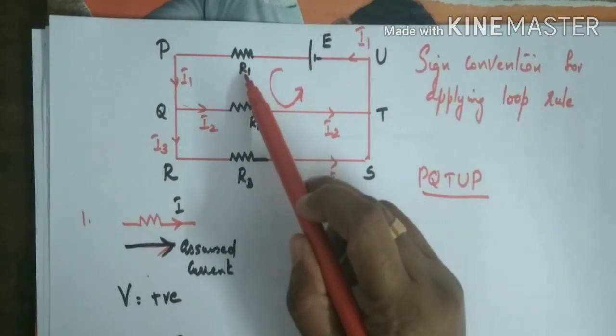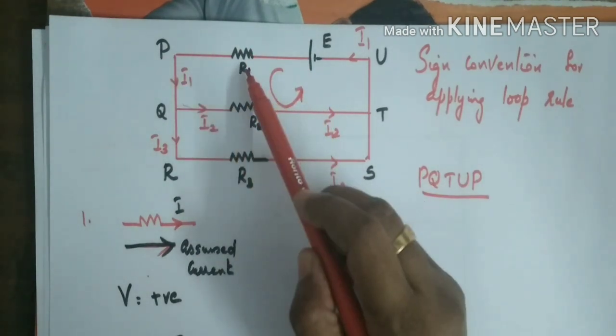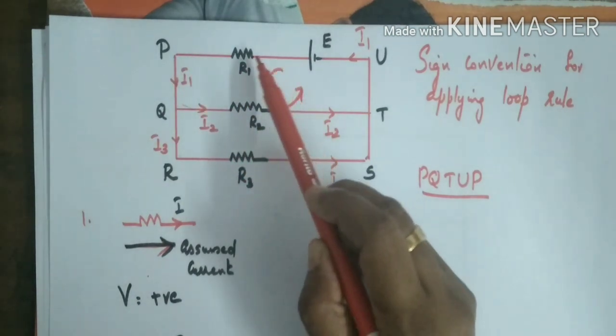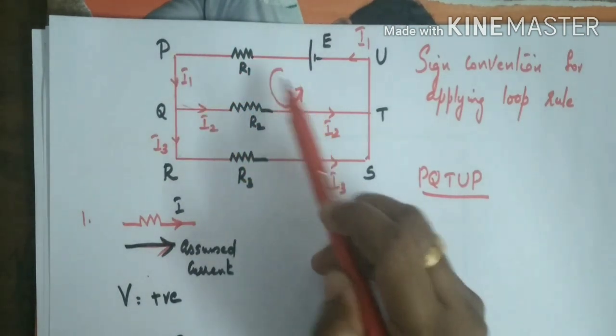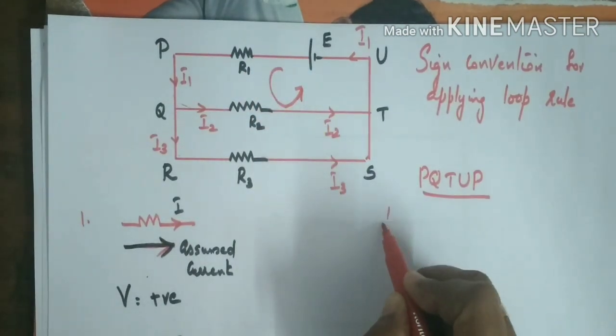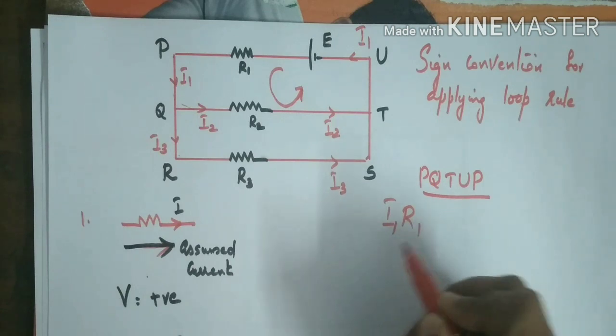We can start from here, positive to negative. What is the potential difference across R1, I1 into R1? Original direction is the same as the assumed direction. Assumed direction means like this. So both are the same, therefore the potential difference across R1 is positive. So what is that? I1 R1.